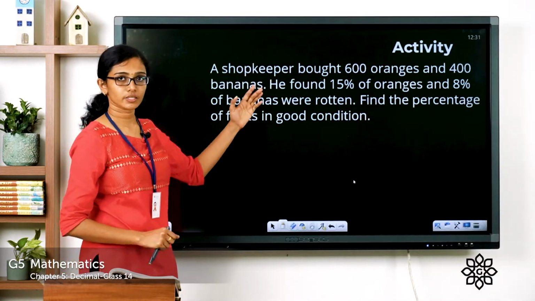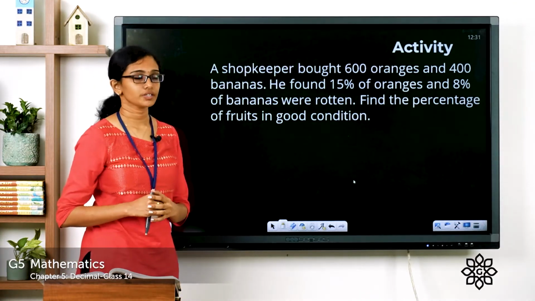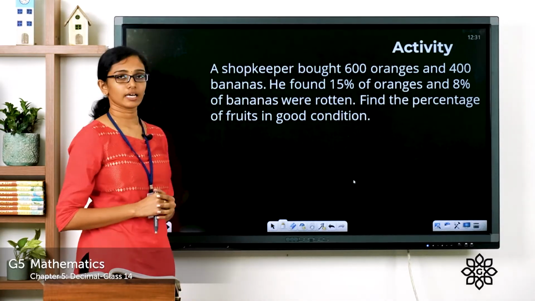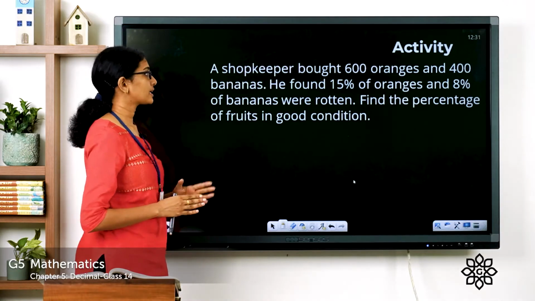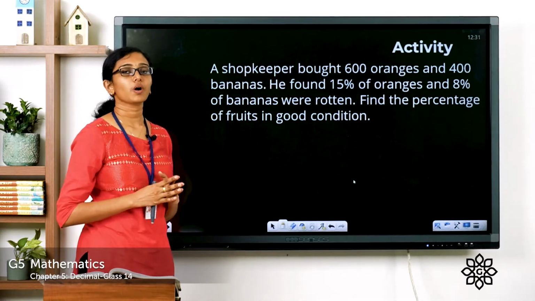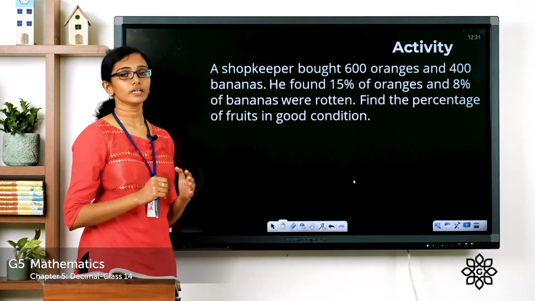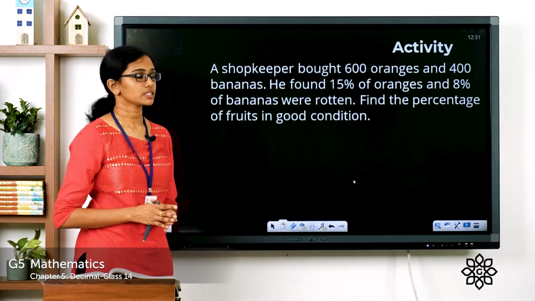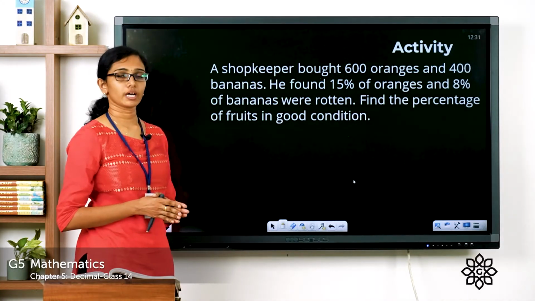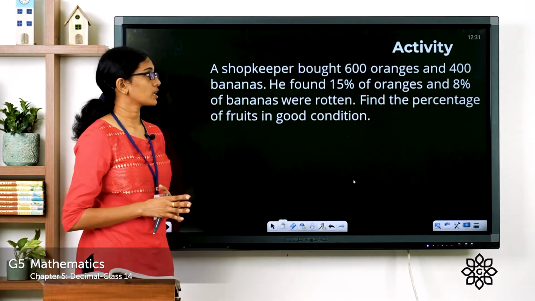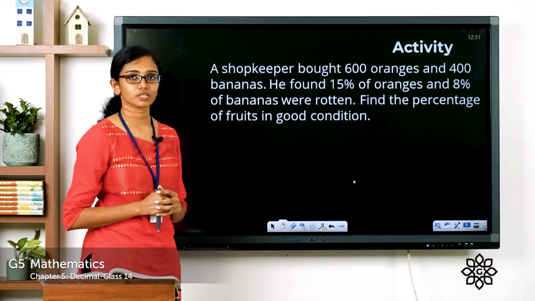You can note down this question in your notebook. A shopkeeper bought 600 oranges and 400 bananas. He found 15% of oranges and 8% of bananas were rotten. Find the percentage of fruits in good condition. So what is given in the question? A shopkeeper bought 600 oranges and 400 bananas. So he bought a total of 600 plus 400 equal to 1000 fruits.